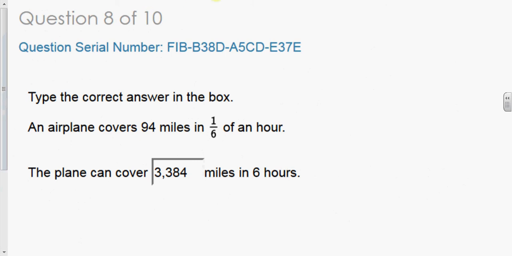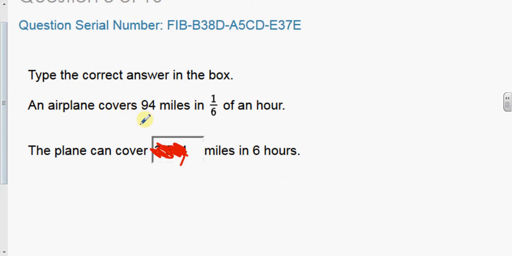All right, so an airplane covers 94 miles in 1/6 of an hour. The plane can cover blank miles in 6 hours. Well, let's first find how many miles the plane covers in 1 hour. So if it covers 94 miles in 1/6 of an hour, if I multiply by 6, then I can get what it covers in 1 hour. Then after that, multiply that by 6 to get 6 hours.